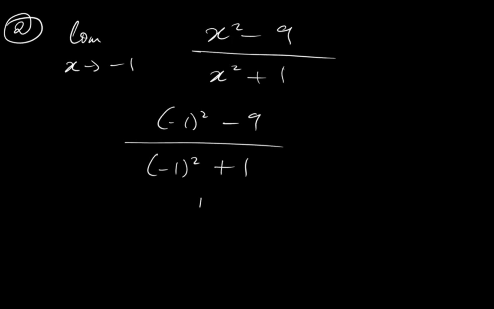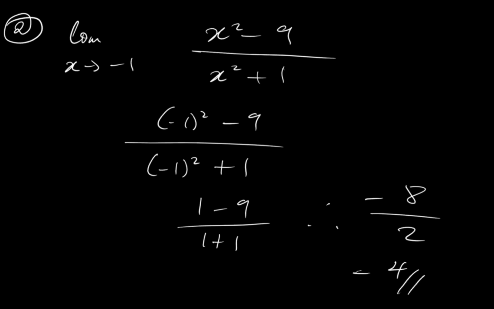So this will just give you 1 minus 9 over 1 plus 1. And this will just give you 1 minus 9, that is negative 8 over 2. This, in the end, gives you minus 4. And this will be your limit. Once you plug in, if it gives you a value that is defined, then that will basically be your limit.